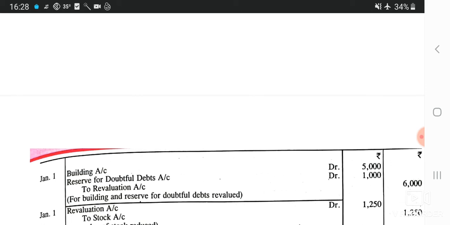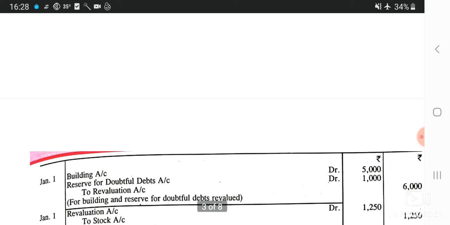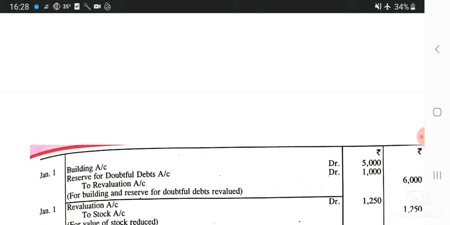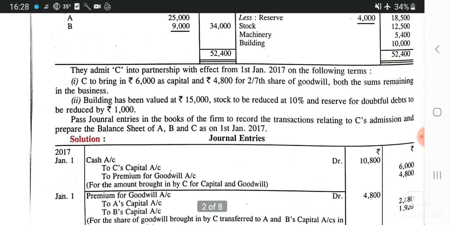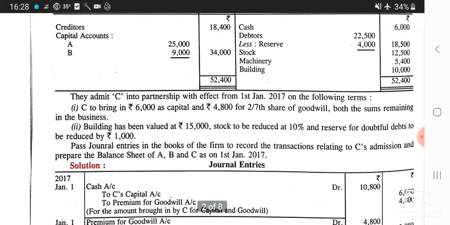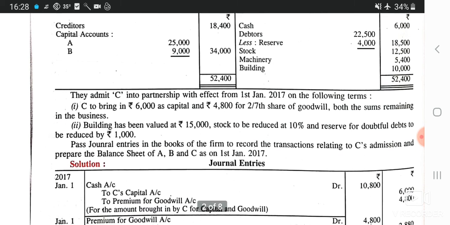So we know that building and reserve for doubtful debt are revalued. So we have to see whether the values of these assets and liabilities have increased or not. If we look at the statement, building has been valued at 15,000. We have building at 10,000 and here the building is revalued at 15,000. So we know that the building's value has increased by 5,000.